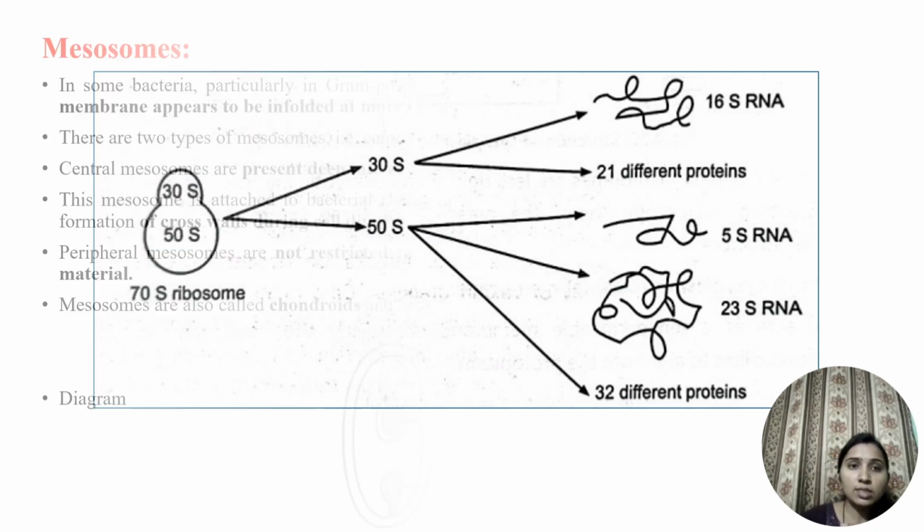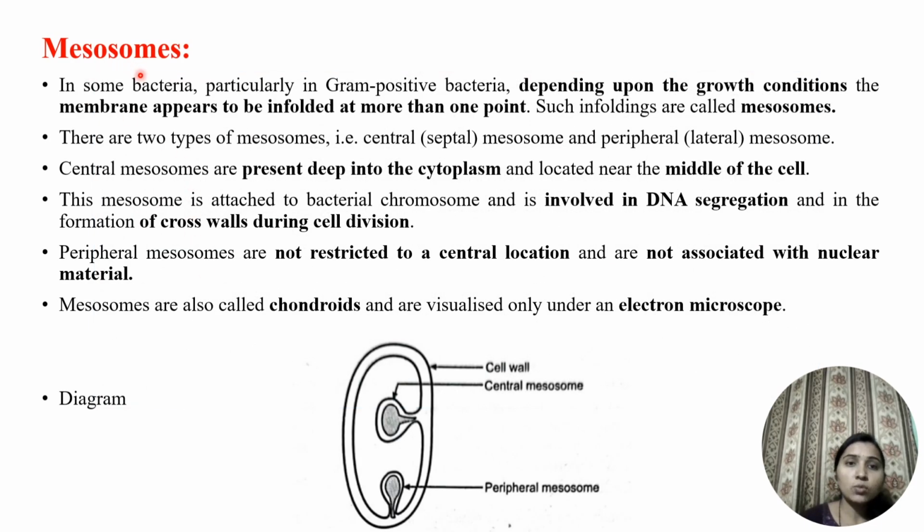Next we will see the mesosome. So what are mesosomes? In some bacteria, particularly gram-positive bacteria, depending on the growth conditions, the membrane appears to be infolded at more than one point. Here you can see in this diagram, the membrane has infolded. This part we call the mesosome.